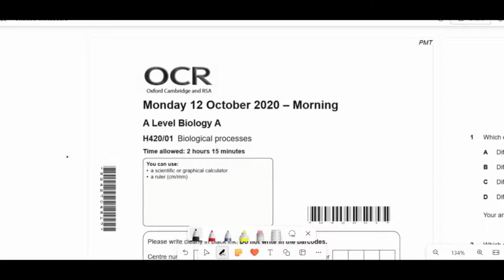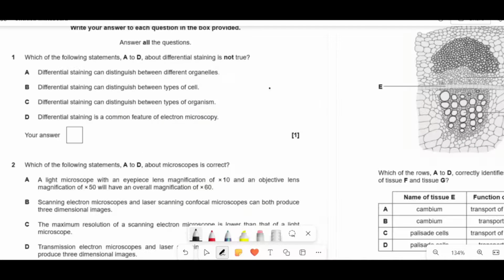Hello everybody, welcome back to another episode of the A-Level Cookbook. Today we're going to be doing the OCR A-Level Biology A paper from 2020. So this is paper 1. Which of the following statements, A to D, about differential staining is not true?